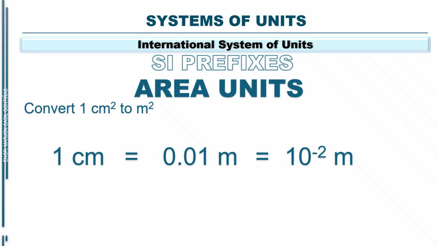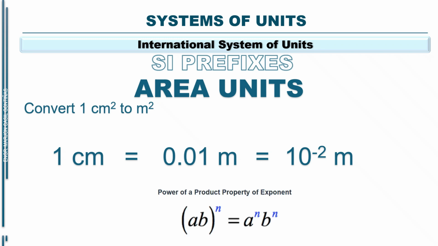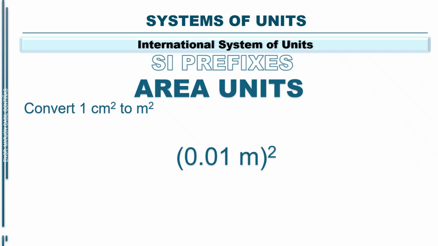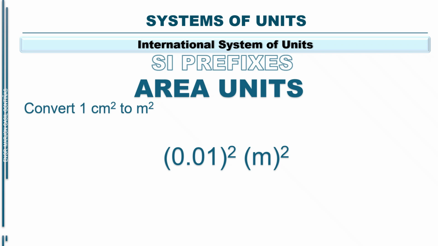But since we're dealing with square centimeters, we need to square the whole thing, and that includes both the number and the unit. Remember the power of a product property? It says when you multiply numbers or variables inside parentheses and raise them to a power, you distribute the exponent to each factor inside. So when we square 0.01 meter, it becomes 0.01 squared times meter squared. Now what's 0.01 squared? That's 0.0001, and the unit becomes meter to the power of 2.